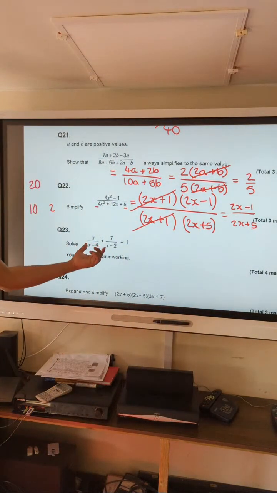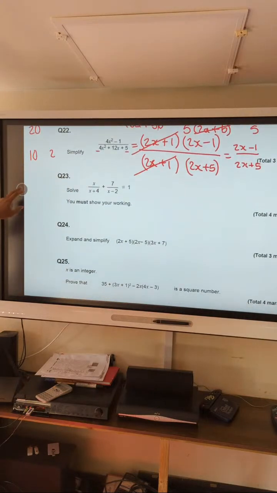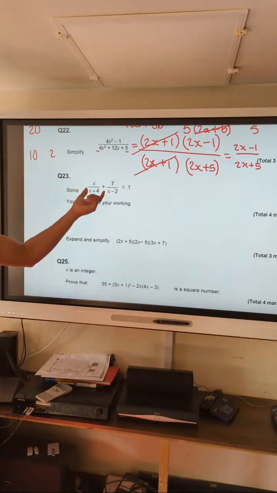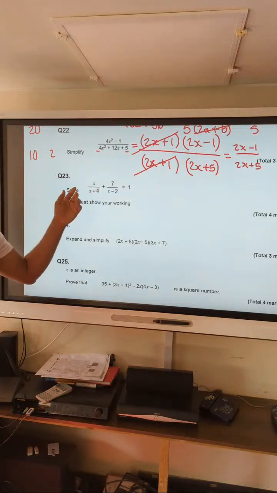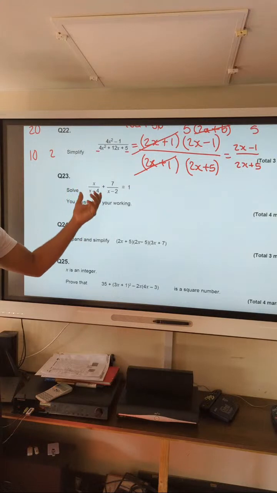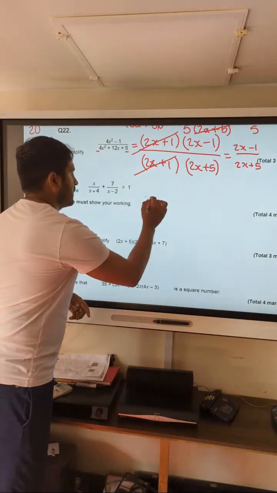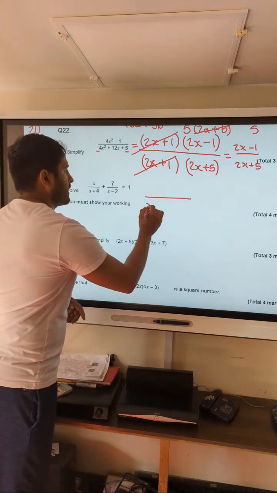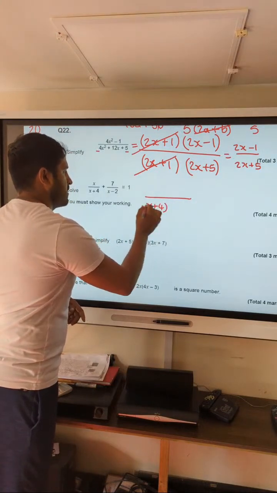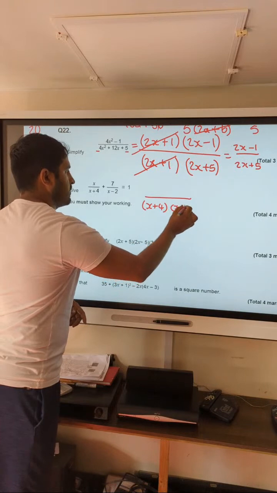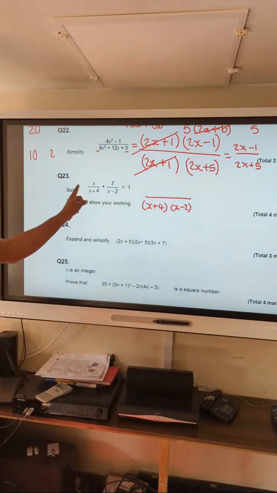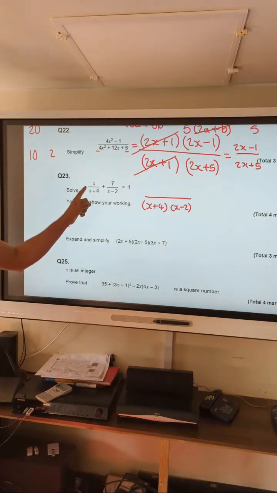Solve this equation. Again, very similar things, okay? Algebraic expressions do look really tricky, but it's not, okay? You multiply them together, lowest common multiple. So when you're adding fractions, you have to have the lowest common multiple. So my bottom number for both of those fractions would be x plus 4 multiplied with x minus 2. That's the lowest common multiple of both of these fractions.